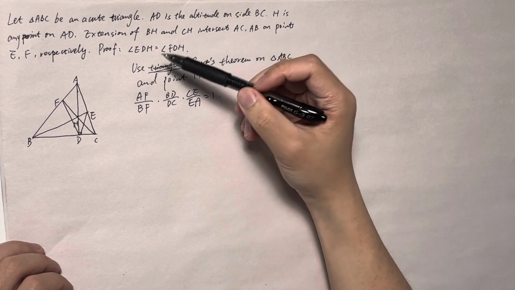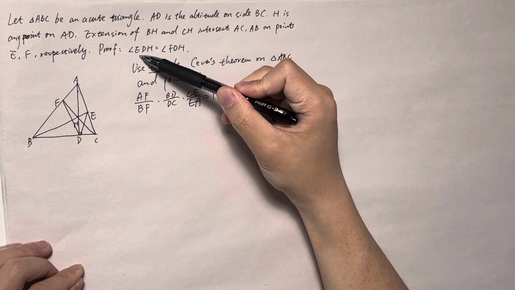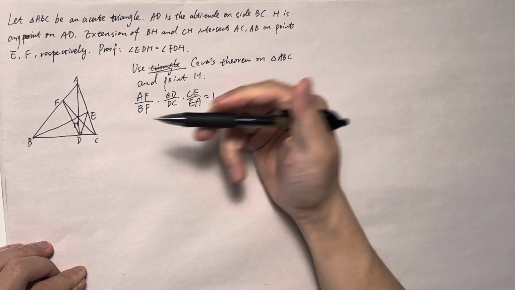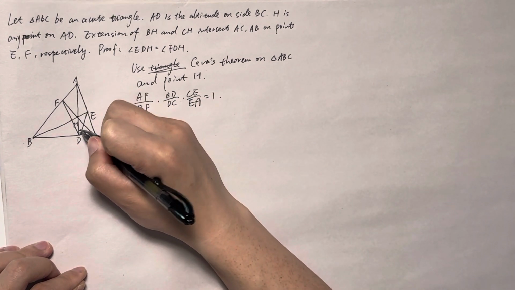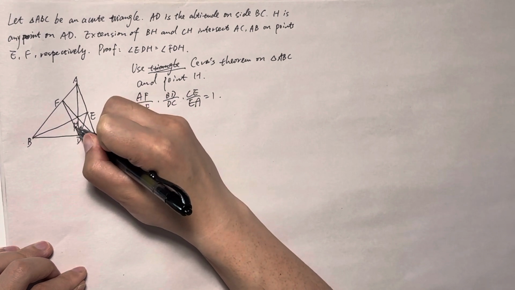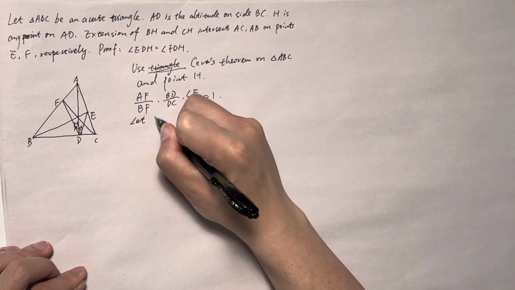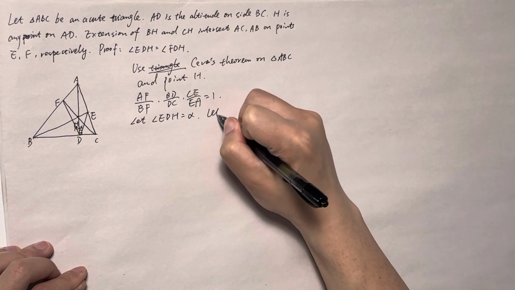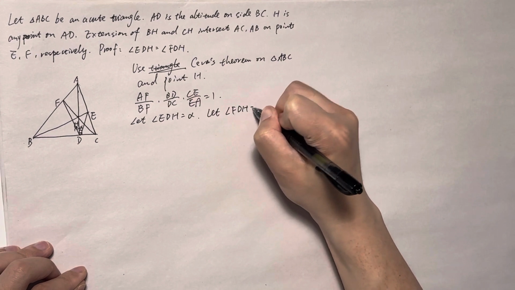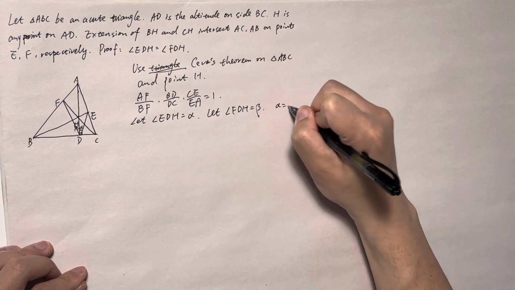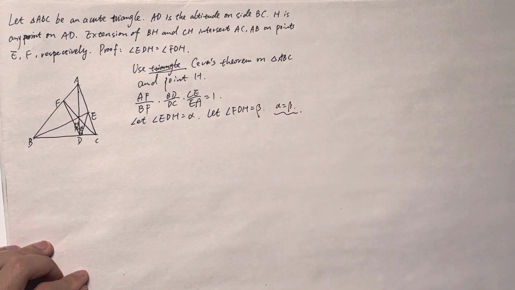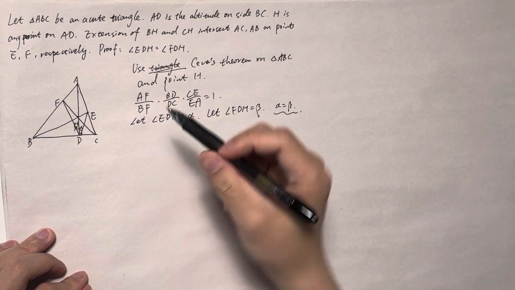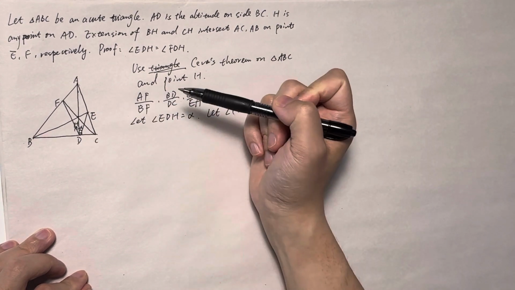And notice that we want to prove angle EDH equals angle FDH. So we can just set angle EDH as alpha and FDH as beta, right? Let angle EDH equal alpha. Let angle FDH equal beta. So we just want to prove alpha equals beta, right? That's our target. And from the Ceva theorem equation, we got the AF to FB ratio.